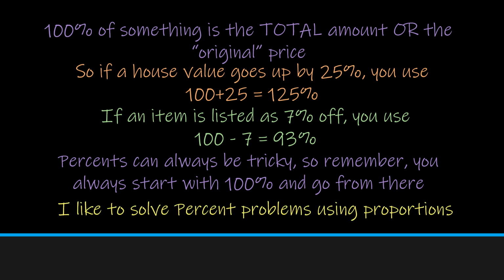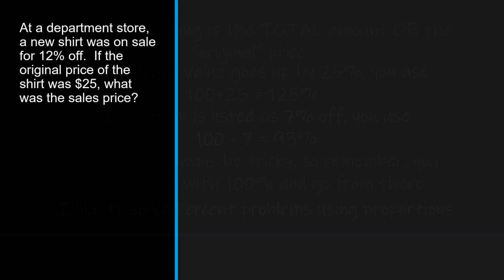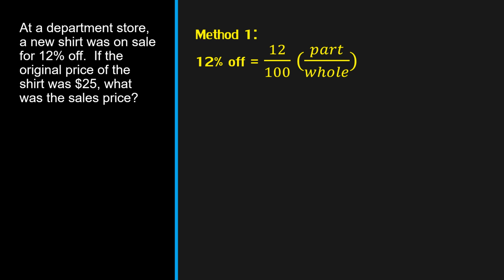So here's a real world problem that we're going to look at. I like to solve percent problems using proportions. So at a department store, a new shirt was on sale for 12% off. If the original price of the shirt was $25, what was the sales price? Now we're going to look at two different ways you can do this. Sometimes we don't think about, oh, we need to start at 100%. So what if instead I'm thinking, okay, I saw 12% off. I know percent means out of 100, divided by 100. So I'm going to write 12 over 100. But remember, it's a fraction. It's a part over a whole.